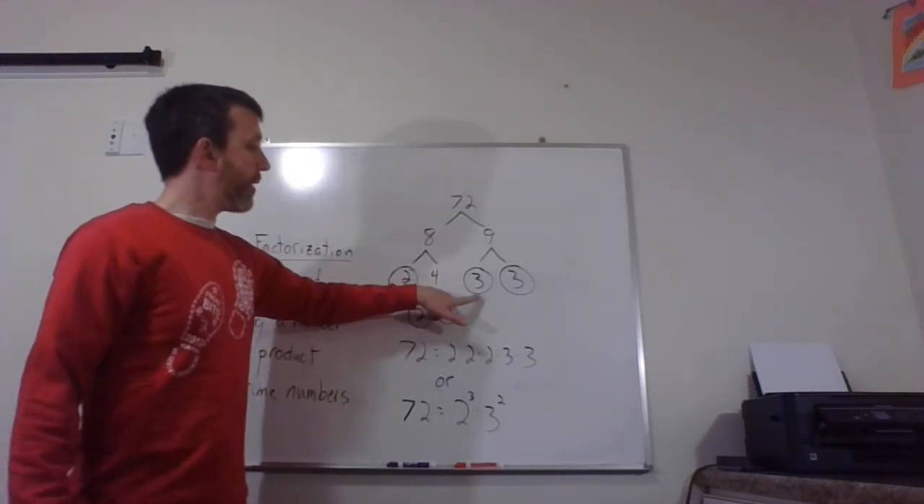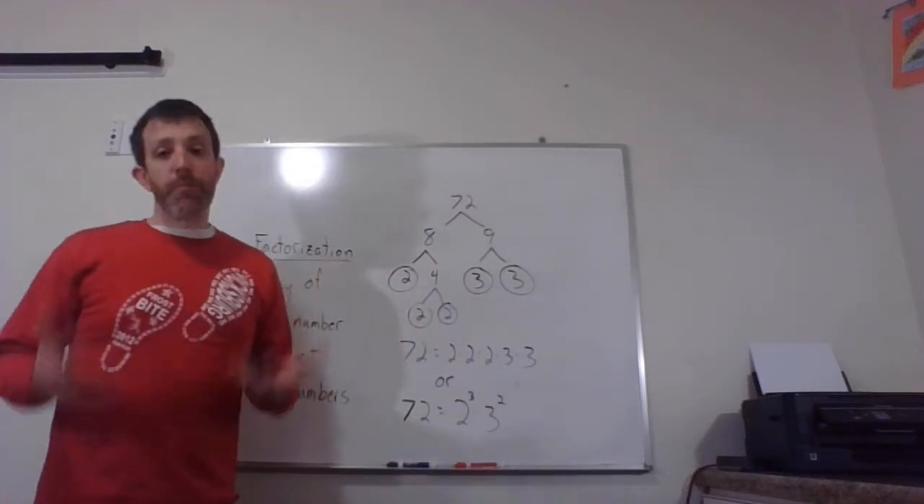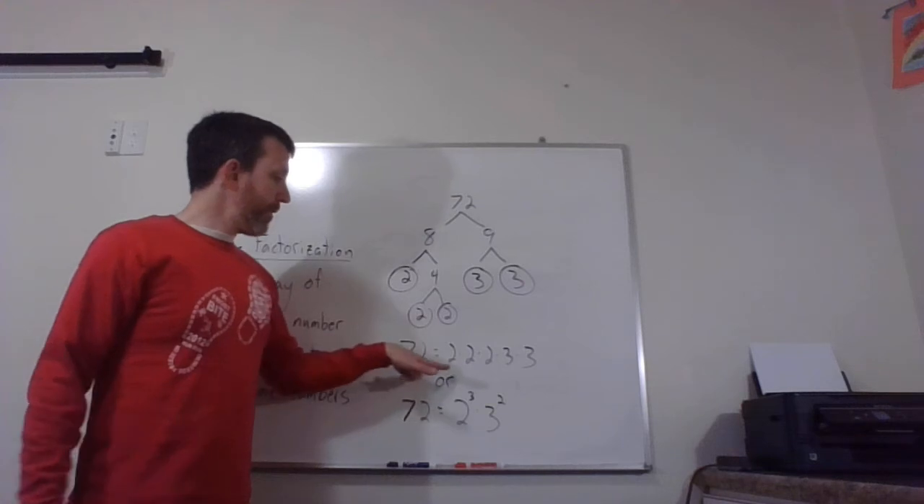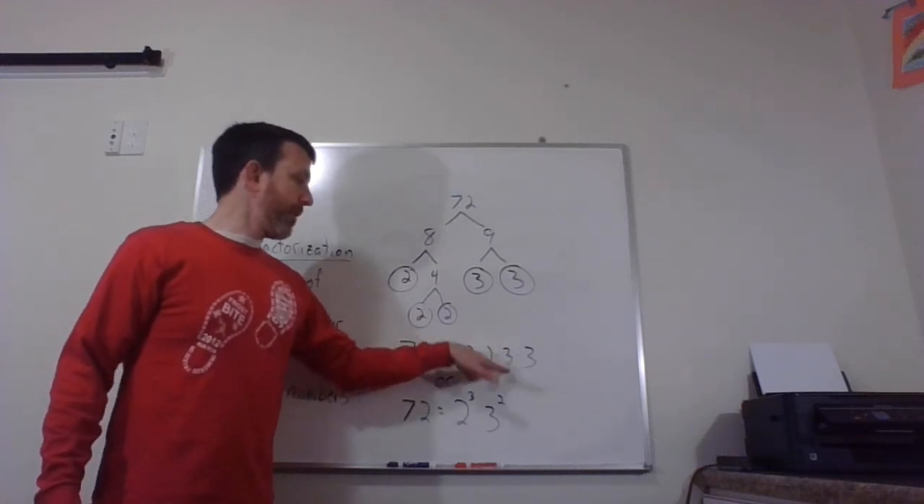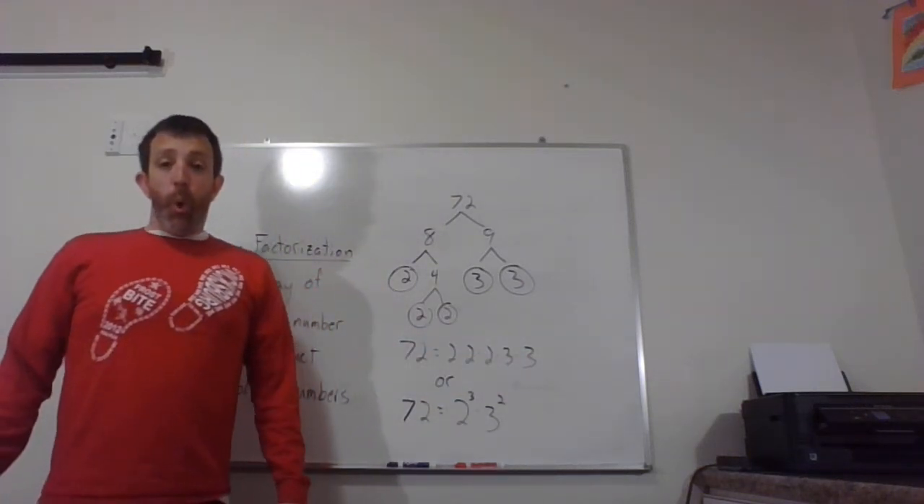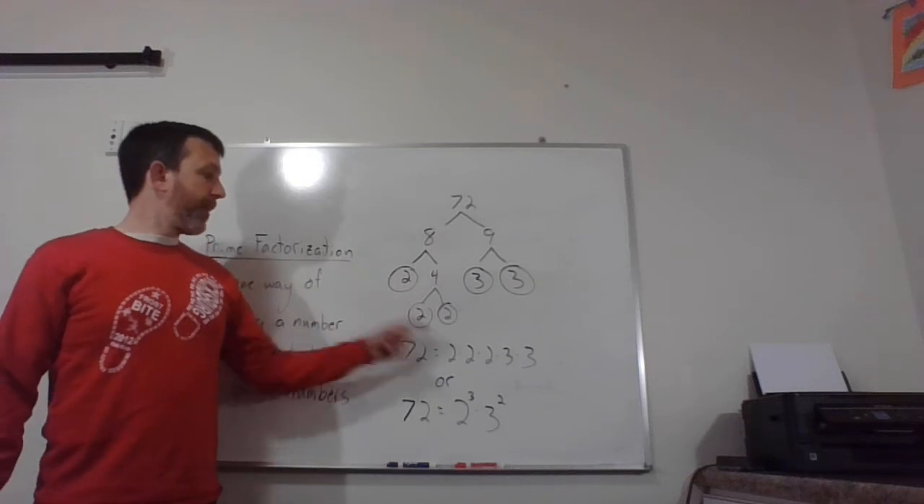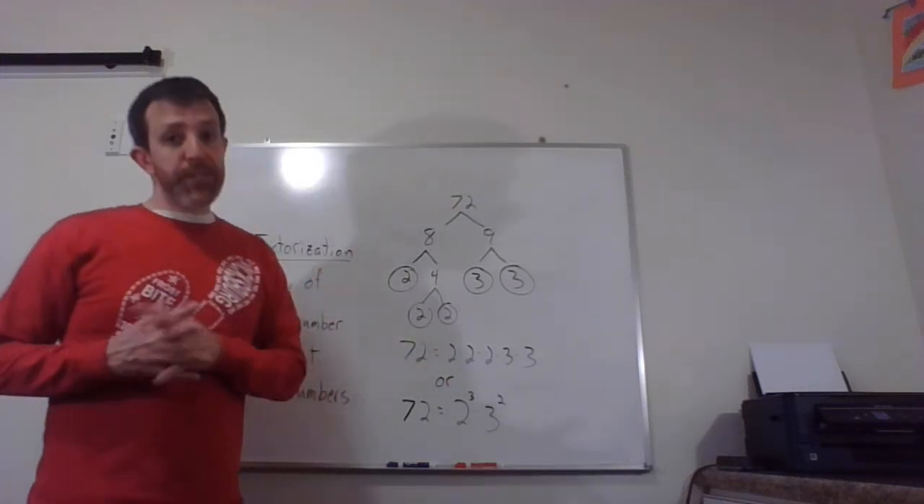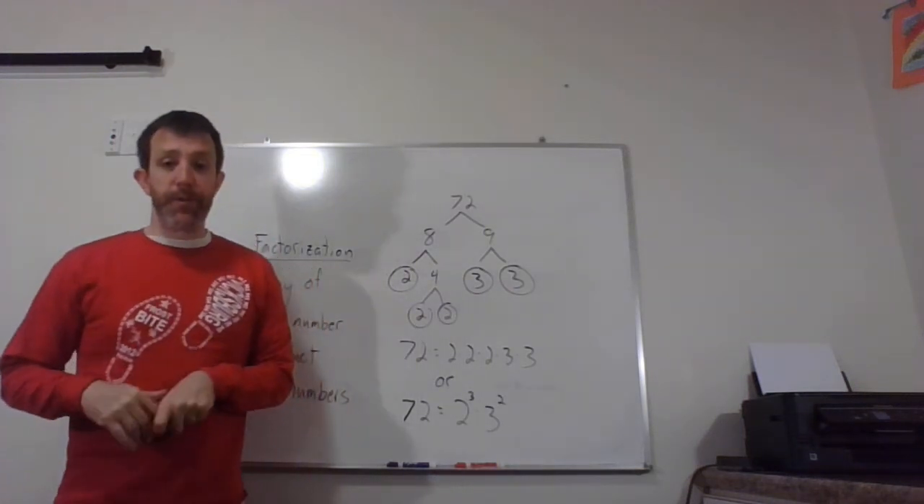Come over to the 9. 9 is 3 times 3. Those are both prime numbers, so they get circled. And so what we can say is that 72 is equal to 2 times 2 times 2 times 3 times 3. Whew, that's a lot of numbers. And if you multiply it out, it works. And it's the only set of prime numbers that will multiply to be 72.